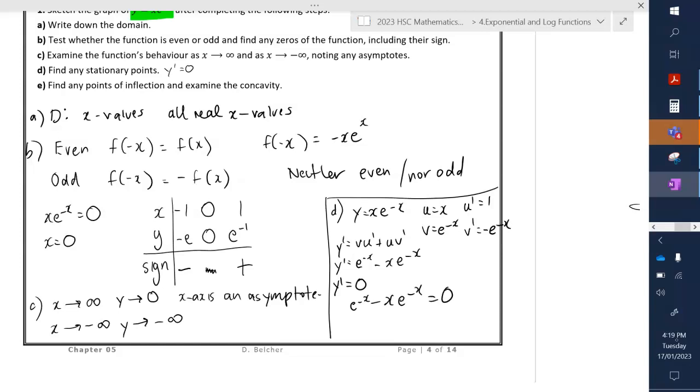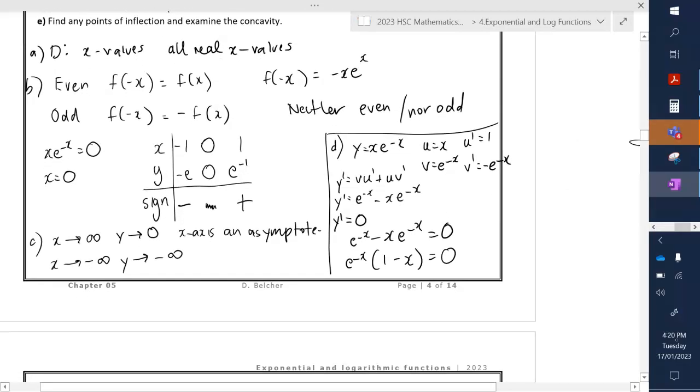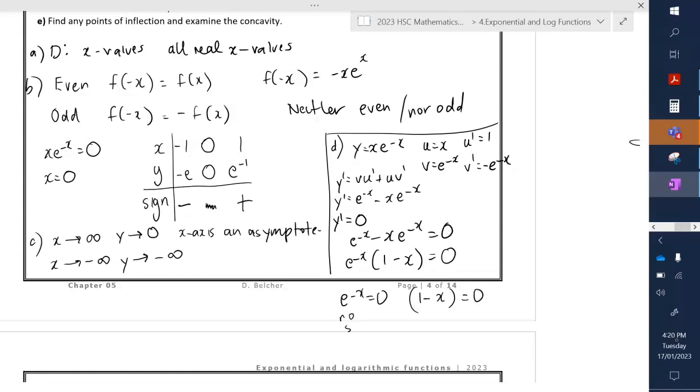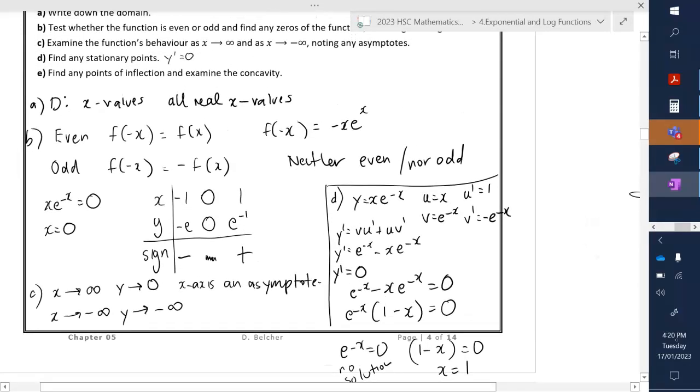What I note, though, is I could factorize that. So e to the minus x out the front, and 1 minus x in my brackets, and I need to factorize it in order to get that to work. Setting each part to 0, I have e to the minus x equal to 0, and 1 minus x equal to 0. The first has no solution because e to the minus x doesn't equal 0, since the x-axis is an asymptote, and here I've got x equal to 1. So our stationary point happens when x is equal to 1.